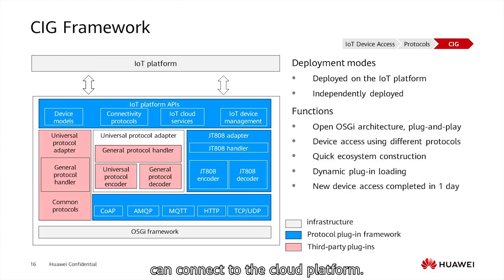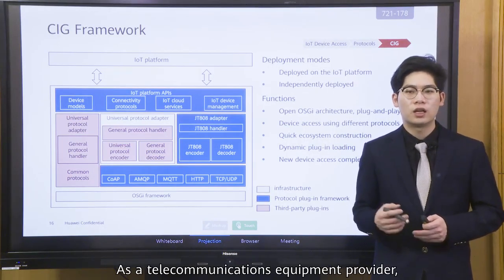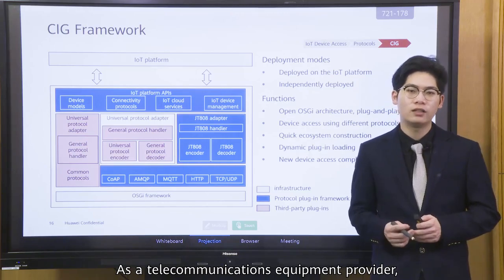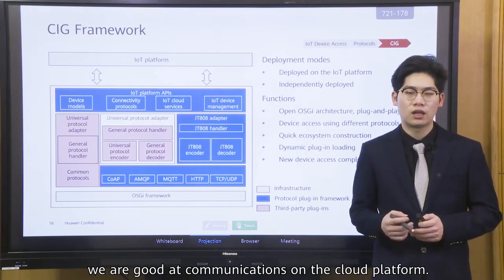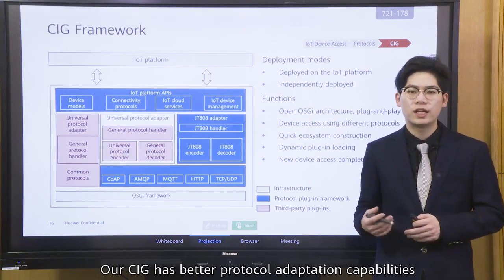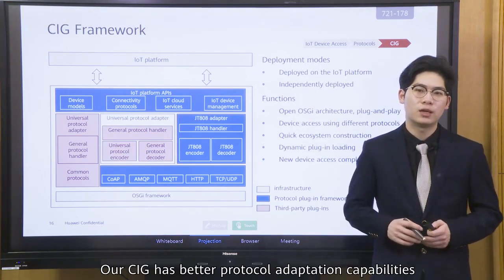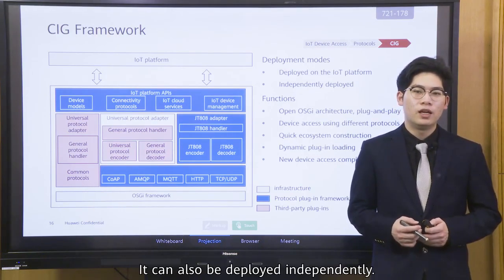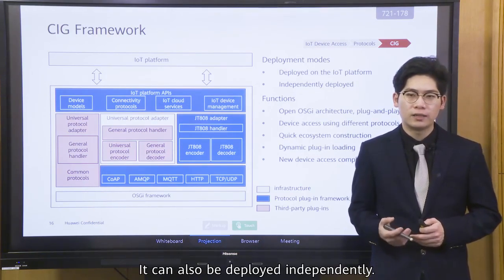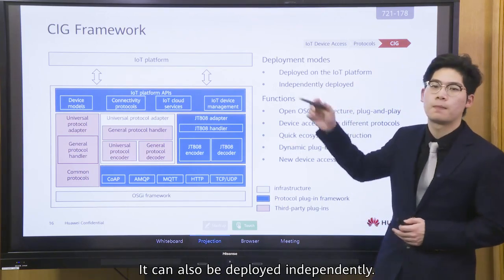The CIG is responsible for protocol adaptation, so that devices using proprietary protocols can connect to the cloud platform. As a telecommunication equipment provider, we are good at communication on the cloud platform. Our CIG has better protocol adaptation capabilities than other platforms. It can also be deployed independently.